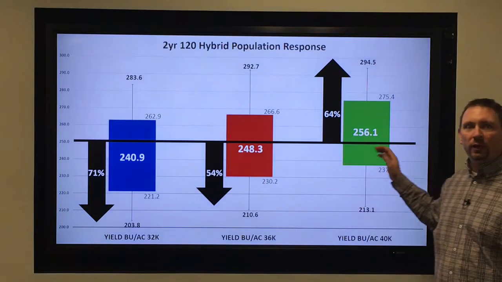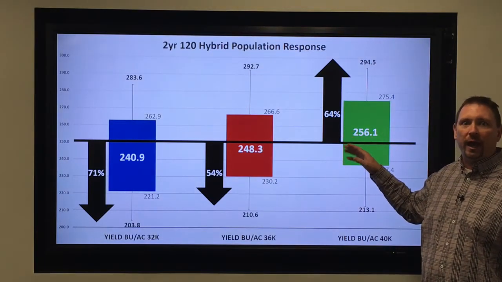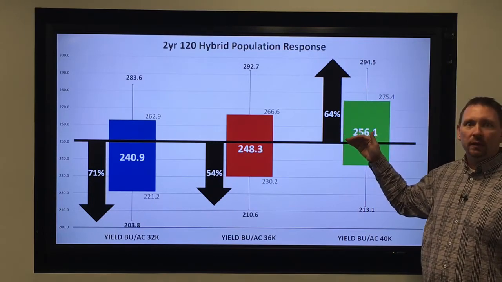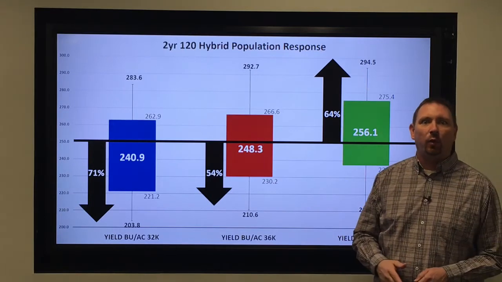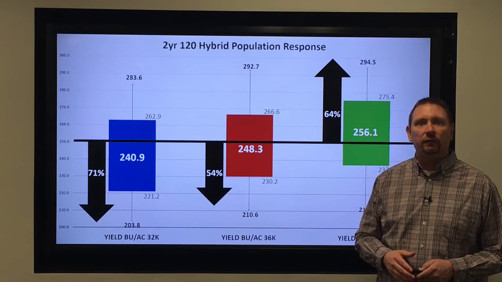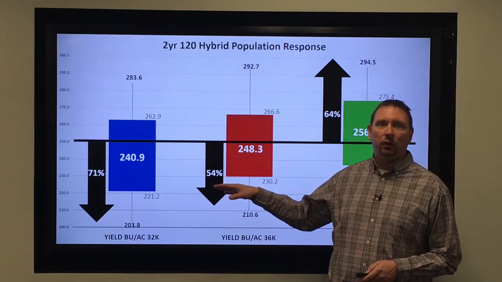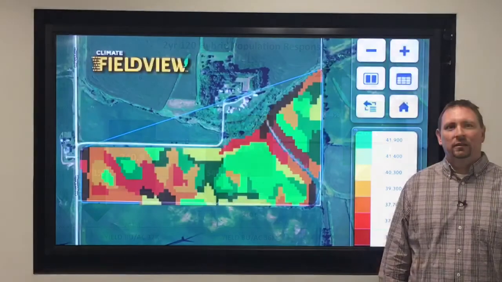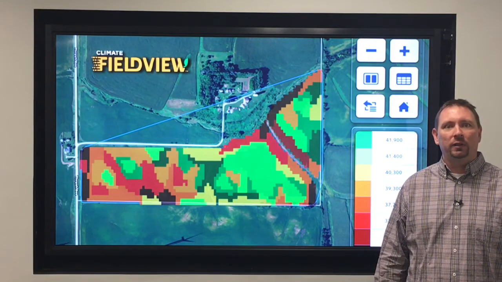Now when we jump to 40,000 seeds per acre, we see nearly 2 out of every 3 hybrids fall above that 250 bushel line. Now I know we often see trends during tough economic times of wanting to decrease a planting population to help save on seed costs. But we can see in this data that might not be the best thing to do when we need to minimize our downside risk.